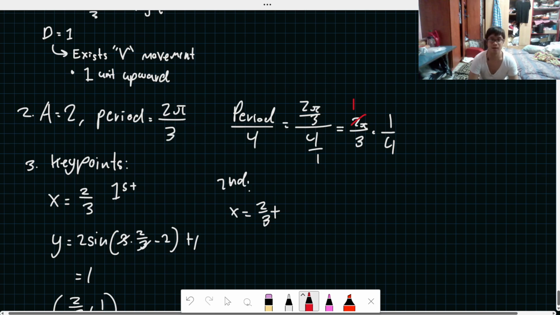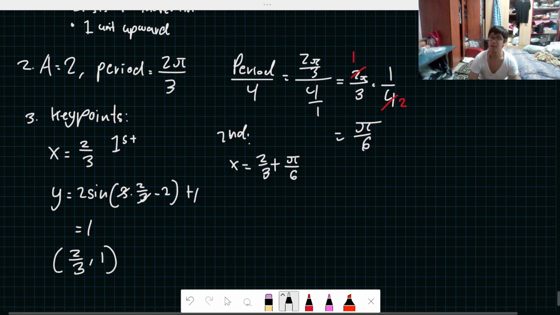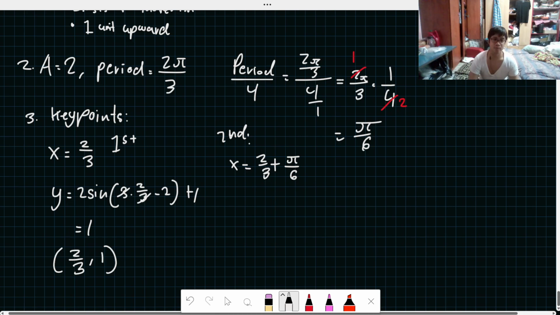So that will be 1 pi. And 4 divided by 2 is 2. Therefore, you have pi all over 6 as a result. So therefore, we're going to add 2/3 by pi all over 6. Okay, you can combine them if you wish to. If you want to combine these two fractions, I think that would be much better.